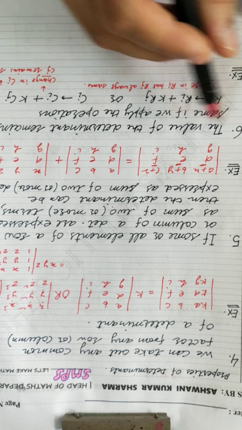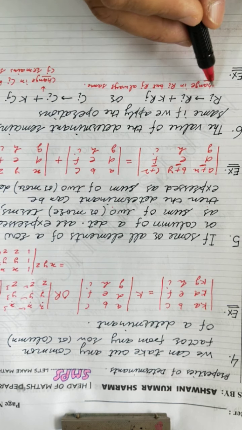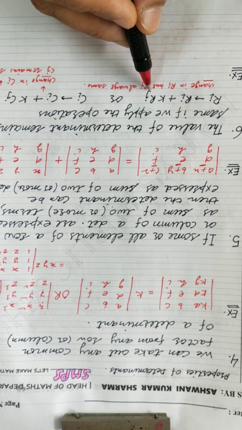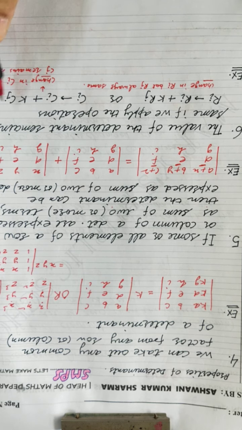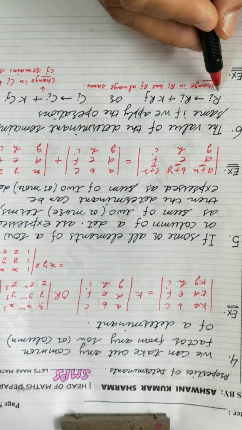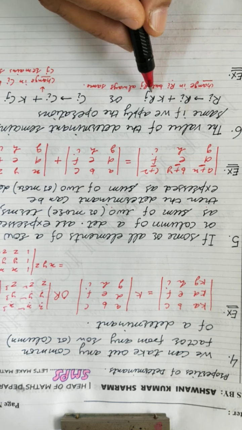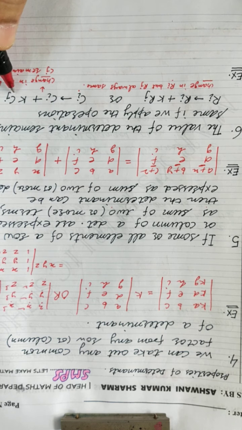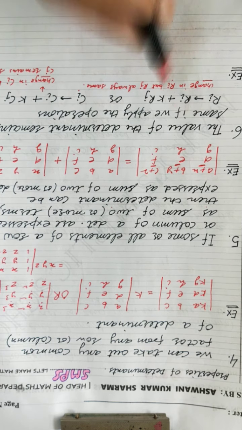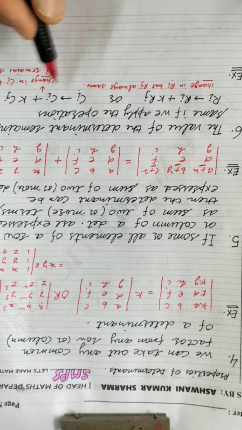Now property number 6: the value of the determinant remains the same if we apply the operations Ri tends to Ri plus k Rj, or Ci tends to Ci plus k Cj. When you apply these operations, the only change is in Ri, not in Rj. Similarly for columns, the change is in Ci, but Cj remains the same. There is no change in Cj. You have already applied such operations in matrices, elementary row transformations. Got it?